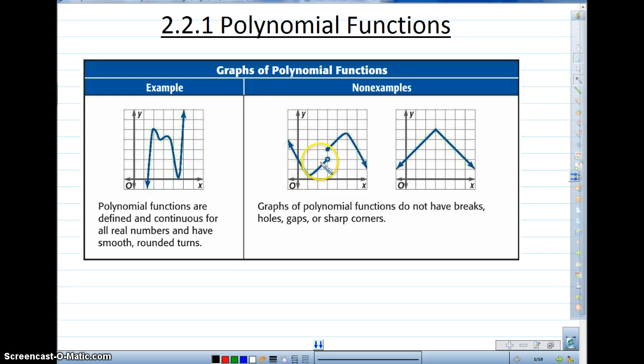What polynomials aren't is they don't have any jumps or discontinuities in them, and they don't have any breaks or edges like you see in this graph over here. Okay. Now you may be wondering, what exactly is a polynomial function?